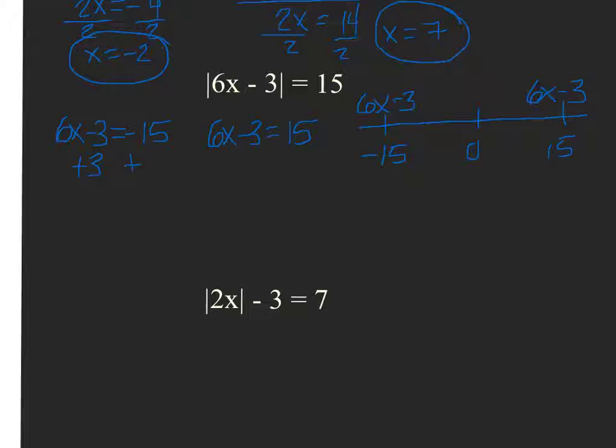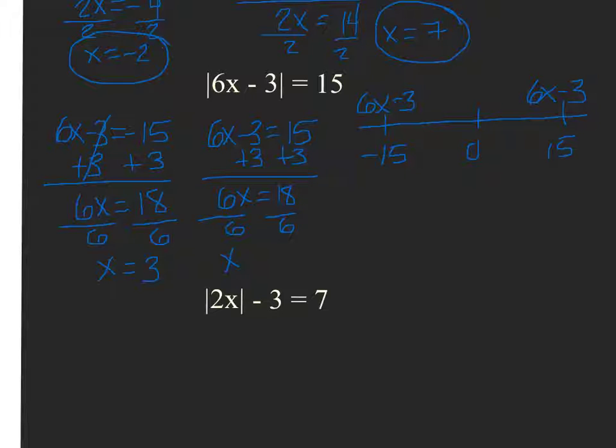Add 3, 6x equals 18, divide by 6, x equals 3. Go over here and add 3 to both sides. 6x equals 18. Divide by 6. X equals, oh no, what did I do wrong? I did math wrong over there, didn't I? Why didn't anybody tell me that?